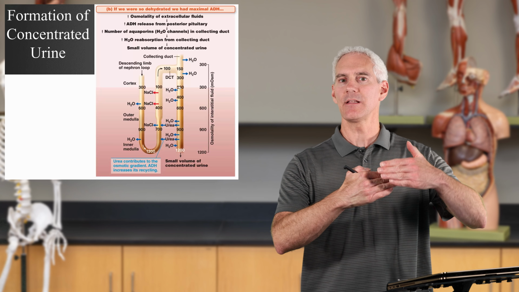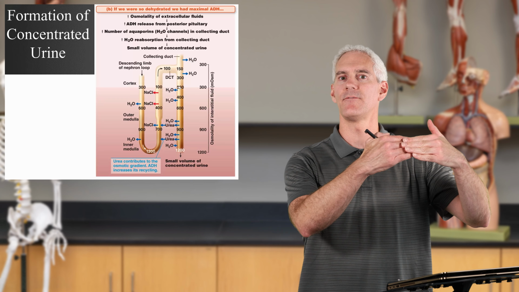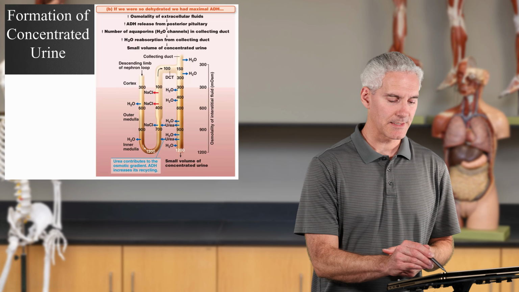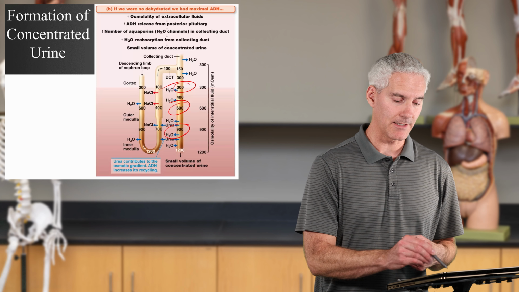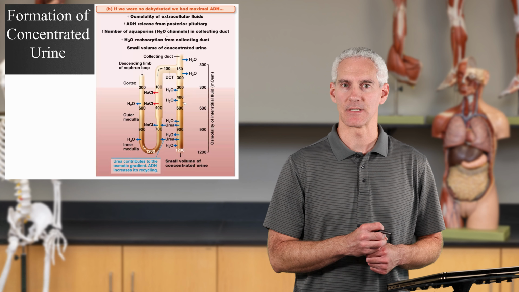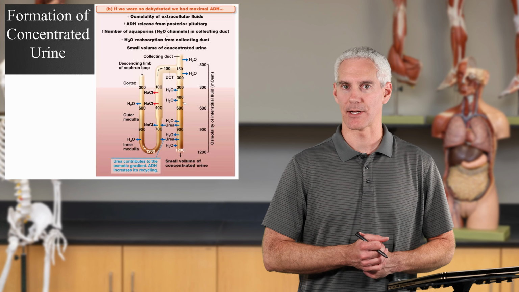Now, at varying levels of ADH between none and maximum, you'll have varying levels of concentration. Maybe you only concentrate up to 300, maybe concentrate up to 600, maybe 900. But you can control the amount of concentration based on the amount of ADH present, antidiuretic hormone. So a little about how urine is formed from dilute to concentrated urine.